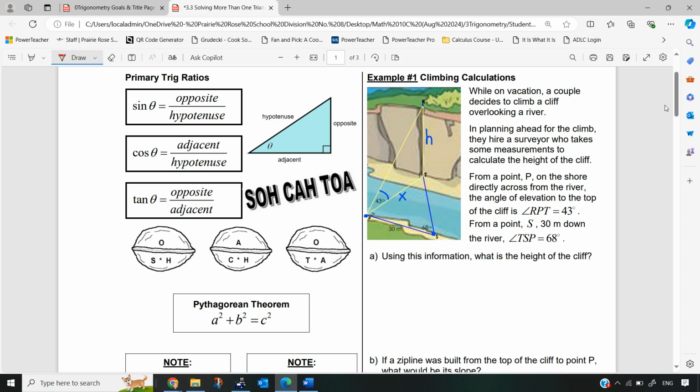Always, we're going to start with labeling our triangle. I have 68 degrees. Across the triangle is my opposite, and beside the angle is my adjacent. So I know my adjacent, and I'm looking for my opposite. That means I'm going to be using tan. So tan of the angle, tan of 68 degrees, is opposite, which is x, divided by adjacent, which is 30. Since I'm looking for x, I'm going to be cross-multiplying: 30 times tan 68.